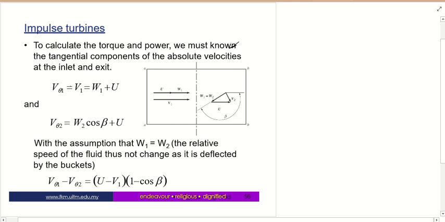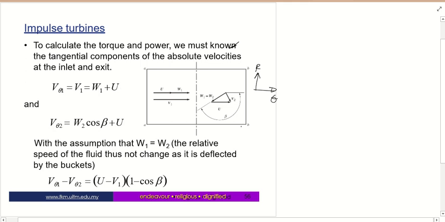Since at the inlet we are not concerned with any radial velocity, this is tangential and this is radial. At 1, there is no radial velocity, so v tangential 1 equals V1, which is equal to w1, the relative velocity at 1, plus u. So that is the tangential velocity at 1.